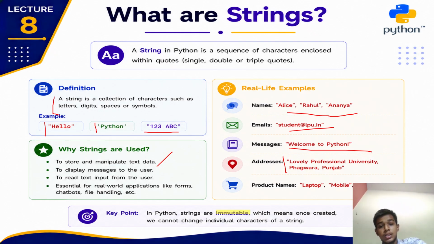Don't worry if it sounds a little confusing right now. We will understand it better with examples in the upcoming slides. So, the most important thing to remember is that strings are used to store text data. They are written inside quotes and they are one of the most commonly used data types in Python. Now let's move on to our next slide. Hope this slide is clear to you, and if not, you can go back and watch again. Now moving on to our next slide to learn how to create strings in Python.